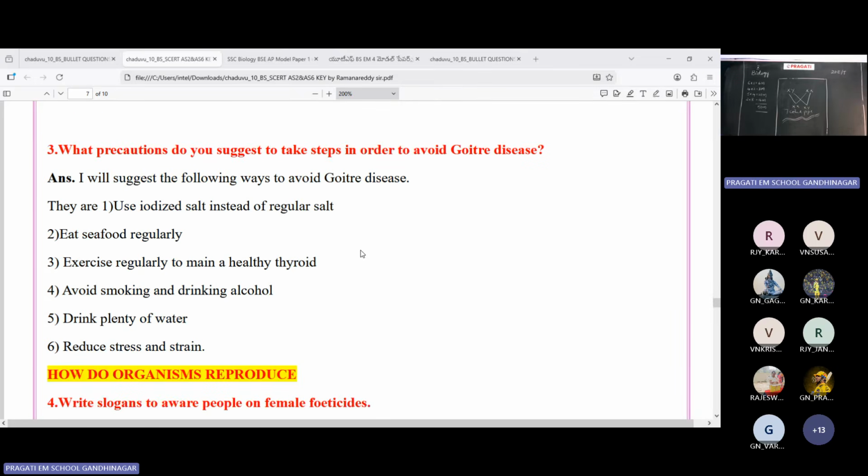Next, third important question: what precautions do you suggest to avoid goiter disease? Repeated question, children. I will suggest the following ways to avoid goiter. Use iodized salt instead of regular salt. Eat seafood regularly. Exercise regularly to maintain a healthy thyroid gland, and avoid smoking and drinking alcohol. Drink plenty of water and reduce stress and strain.